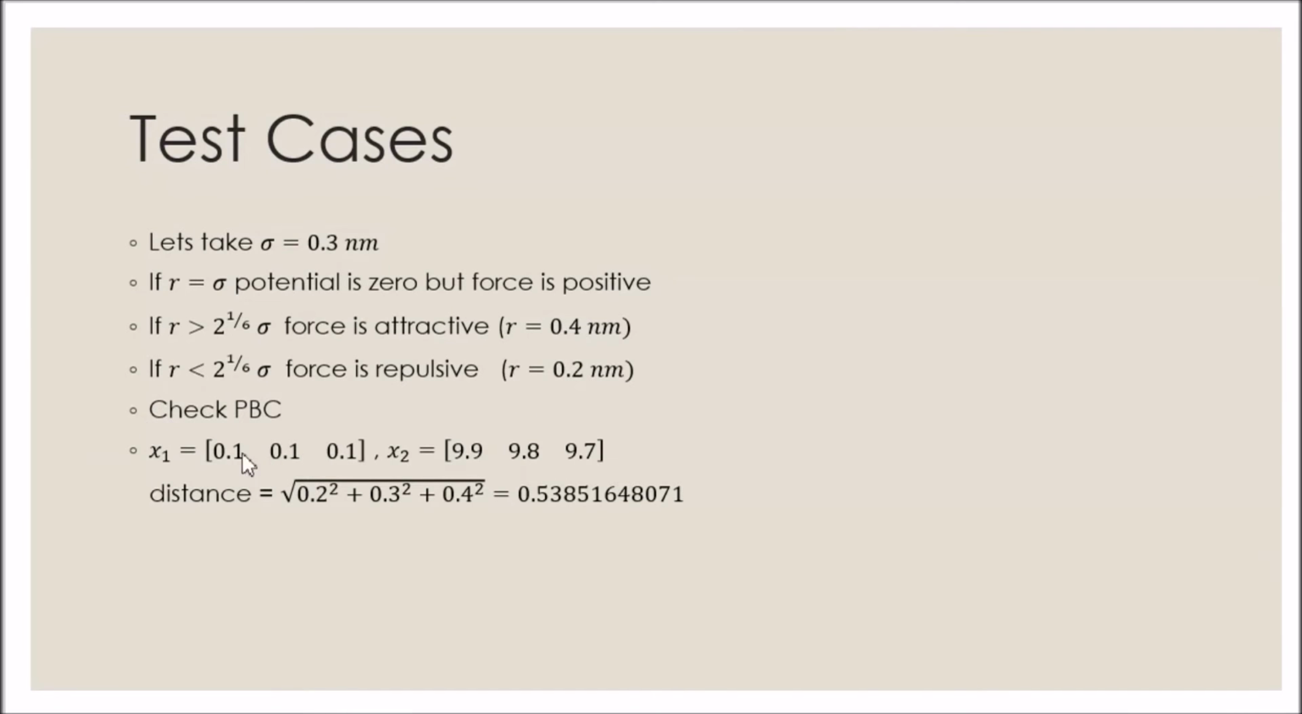And to check my PBC is working properly, I'll take x1 as 0.1, 0.1, 0.1, and x2 as 0.9, 0.8, and 0.7. So the distance using the PBC nearest image, if we take the length as 10, would be basically 0.2 here, 0.3 for this, and 0.4 for this. So the distance should be something like 0.5385. So we'll write a code to measure these and check if our code is correct.